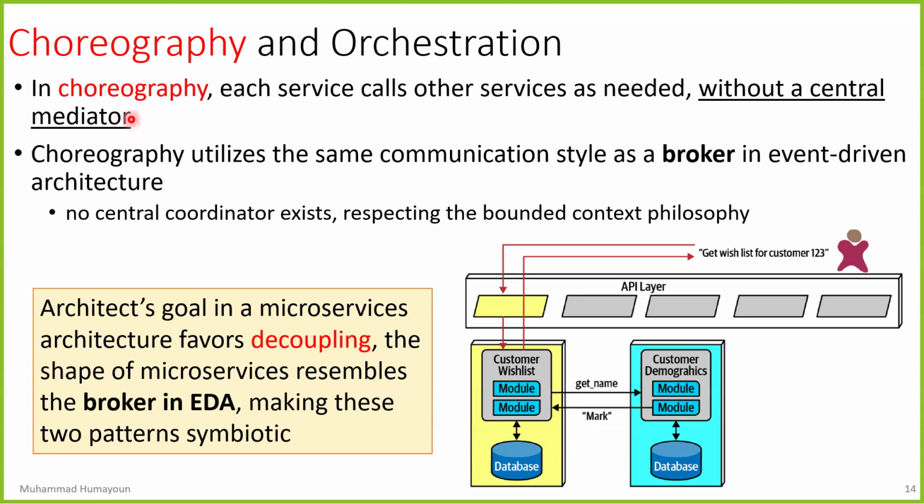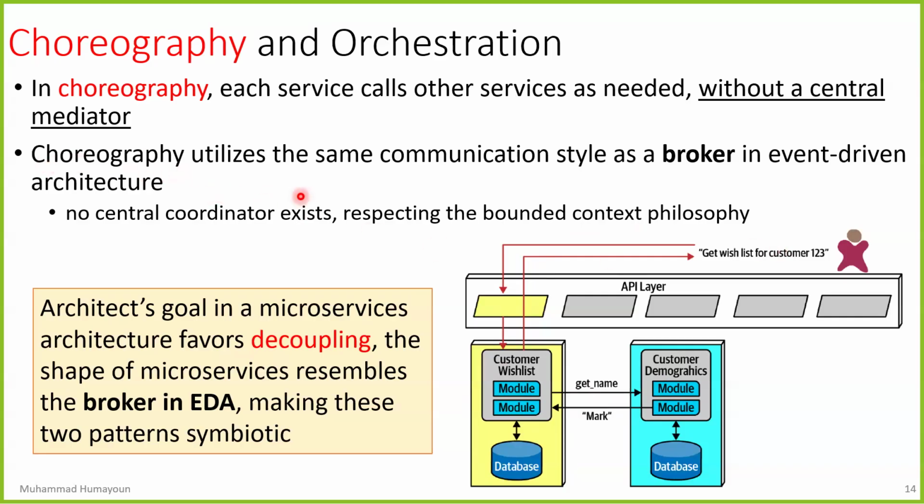Okay. So in choreography, each service calls other services as needed without a central mediator. There is no central mediator, as you can see. It is just like two peers, two microservices working in isolation. And when the customer wish list was working in isolation, it needed some information from the customer demographics. So it asks for it, gets it back, and then completes its task. This is what choreography looks like.